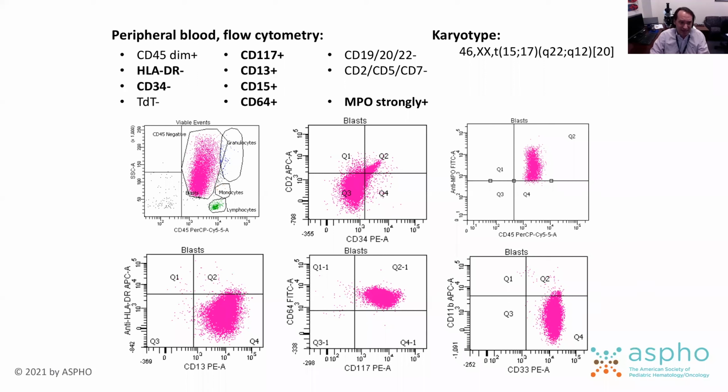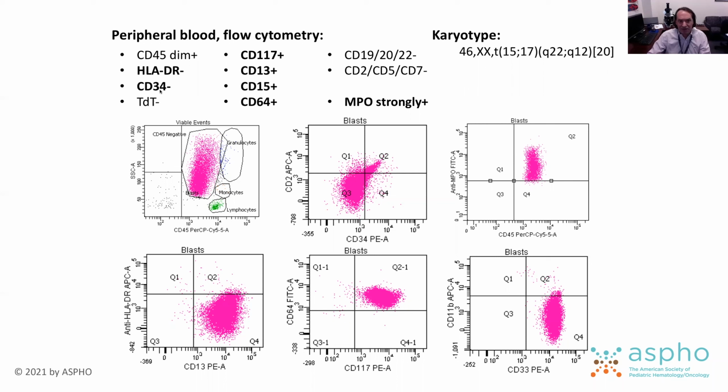So in both of these cases, the flow cytometry can be similar. Some differences do occur. These cells are CD45 dim positive cells. They're typically negative for HLA-DR. There are three leukemias that are commonly HLA-DR negative. They include T-ALL, megakaryoblastic leukemia, and acute promyelocytic leukemia. So whenever you see an HLA-DR negative leukemia, consider that differential diagnosis.